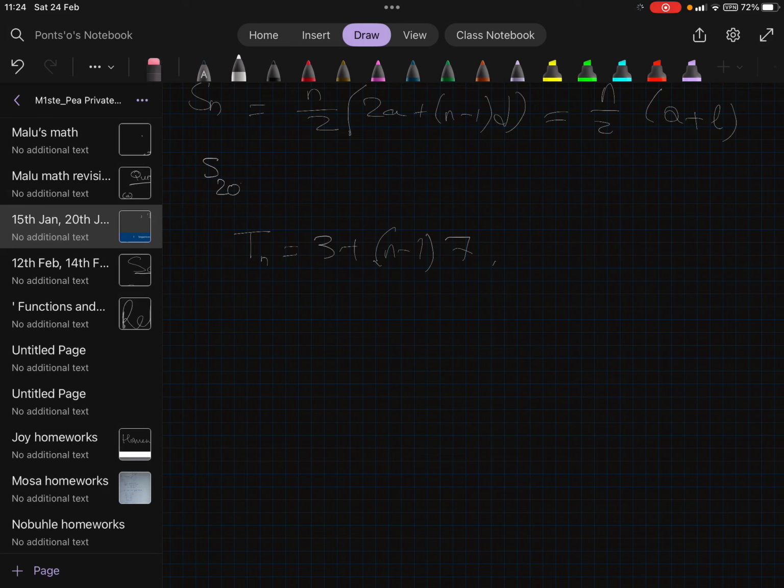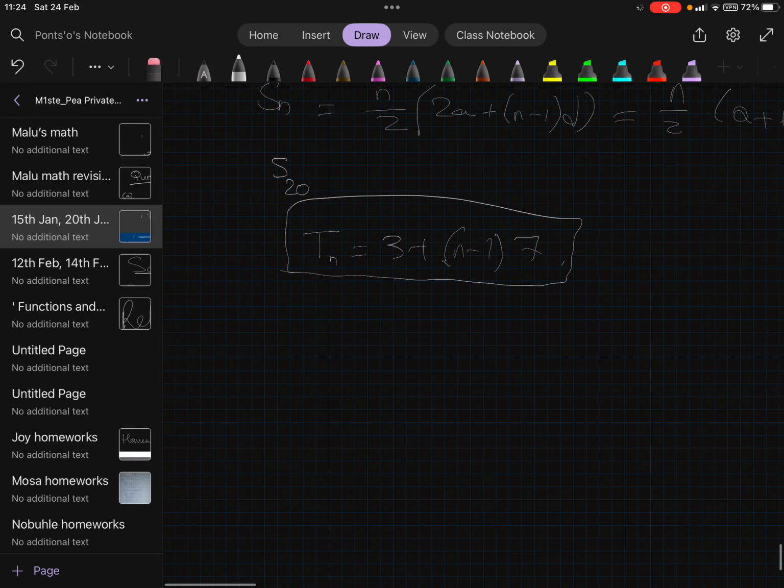So let's start off first by doing that sum term by term and see how long it takes us. And then we're going to compare with how long it would take if you just substitute a equals 3, d equals 7, and n equals 20 into that formula we just derived.